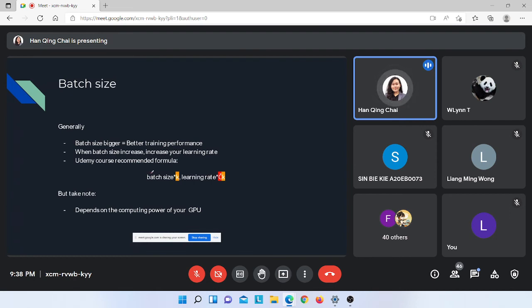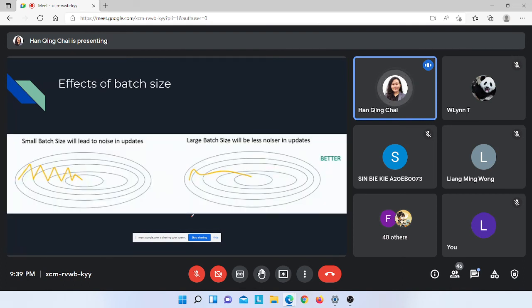But basically, according to the Udemy course, if you increase the batch size by a factor of k, your learning rate, the alpha, should also be multiplied by the square root of k. Sorry, my computer has issues here. But take note, the learning rate is not like the bigger the better, or the smaller the better. It's not like you just simply put in a value. It really depends on the computing power of your GPU. If your laptop hardware has limitations, then definitely you're not going to use higher ones, or your laptop is going to take forever to train the model.